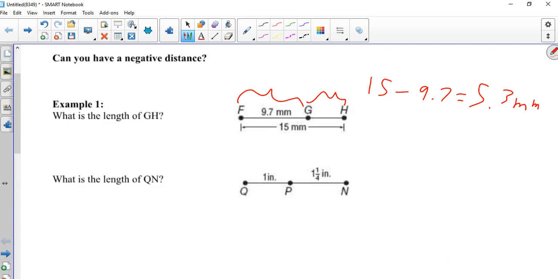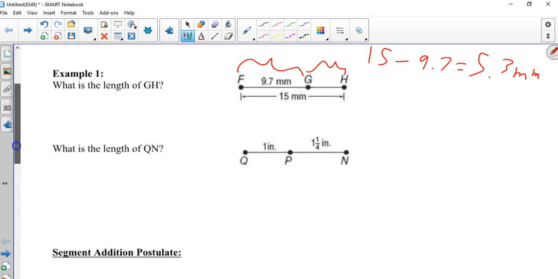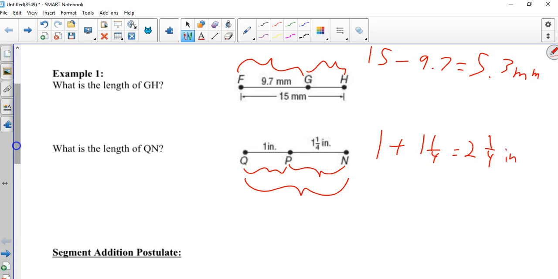Okay? Or you can type it in your calculator. But please remember, don't forget the labels. Put millimeters. What's the length of QN? Well, in this case, we know this part is 1, and we know this part is 1 1/4. We're trying to find the entire line. So that's just simply 1 plus 1 1/4, which equals 2 1/4, don't forget the label, inches.